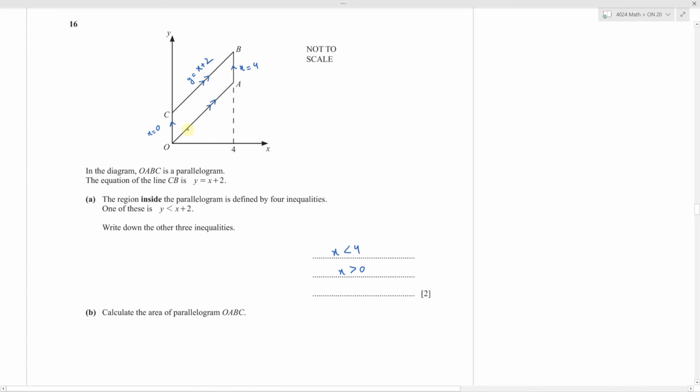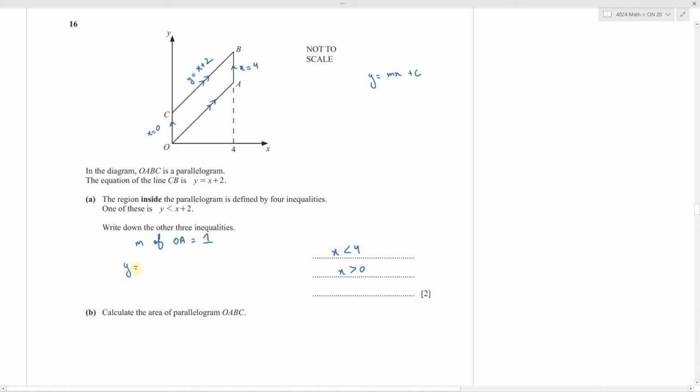And now we have to find the equation of the line OA. Since this is parallel to CB, the gradient of the two would be the same. So from the equation of line CB, the gradient is 1. If I look at this form of equation, y equals mx plus c, m here is 1, the coefficient of x. So the gradient of line OA, let's call it m, of OA will be 1, and the y-intercept of OA is 0 because it is passing through the origin.